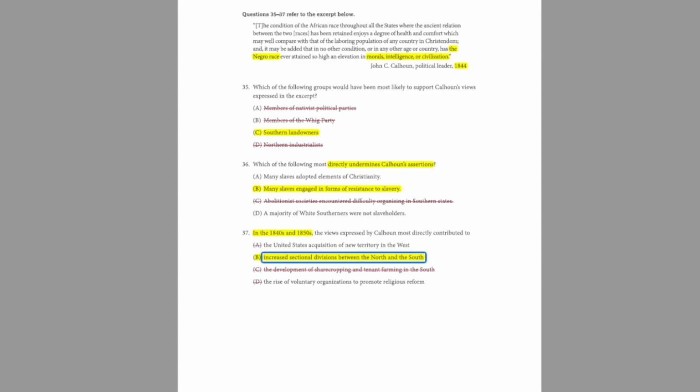Increased sectional divisions between the North and the South. Calhoun's defense of slavery contributed to the growing divide, as the South dug in to protect the institution while the North increasingly opposed its expansion. This kind of argument helped push the nation toward the Civil War. You could arrive at the correct choice B by eliminating A and D, since they are not about the issue at hand, which is slavery. C can also be eliminated because the development of sharecropping and tenant farming in the South described conditions after 1865, meaning after the Civil War had ended.